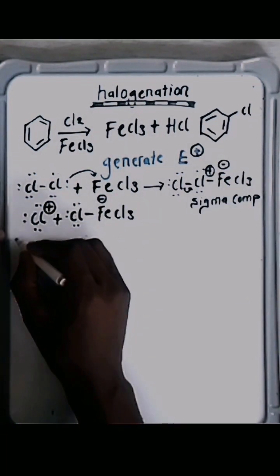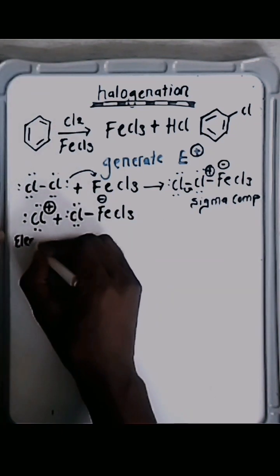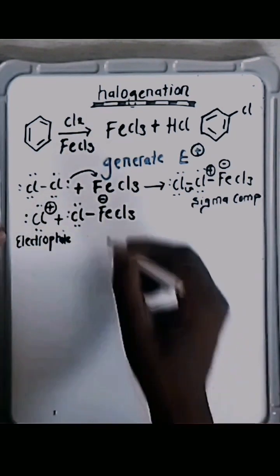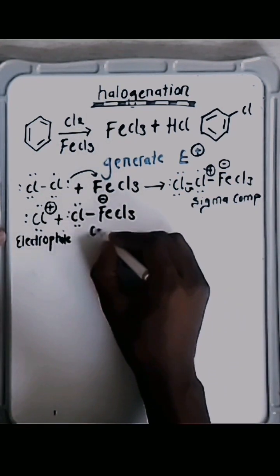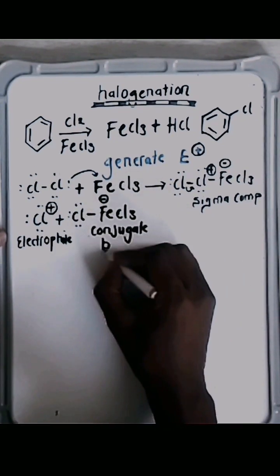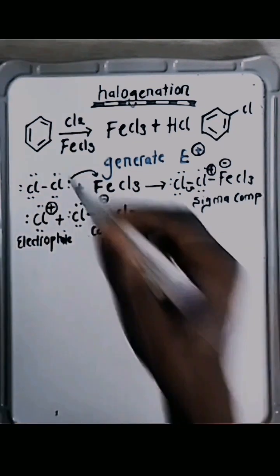We call this positive chlorine the electrophile. And then what do we call this? We call this the conjugate base. So that's our step 1. Step 1 is done.